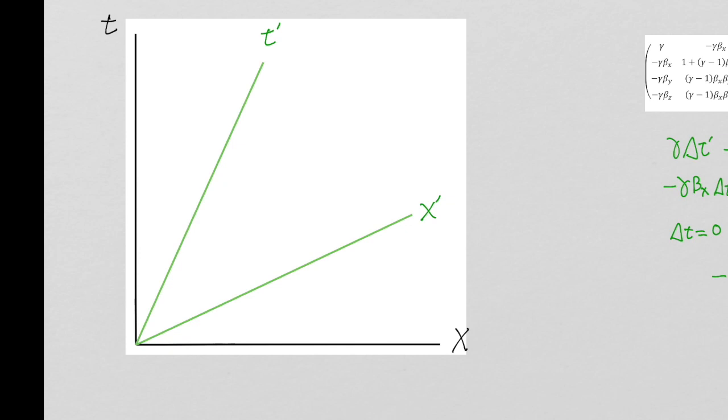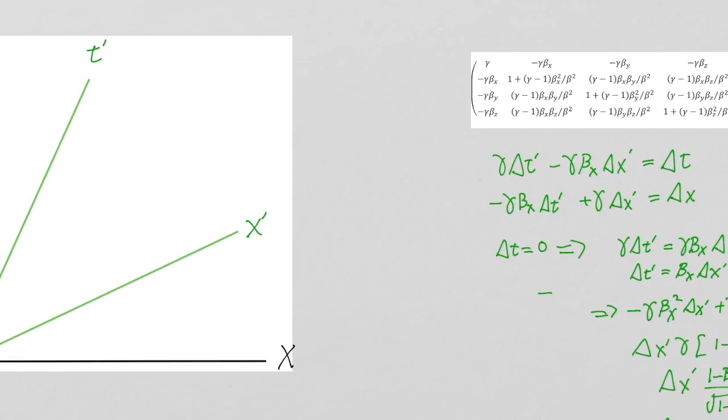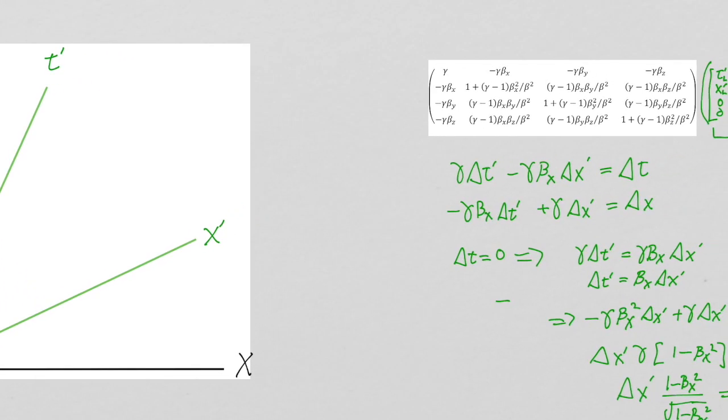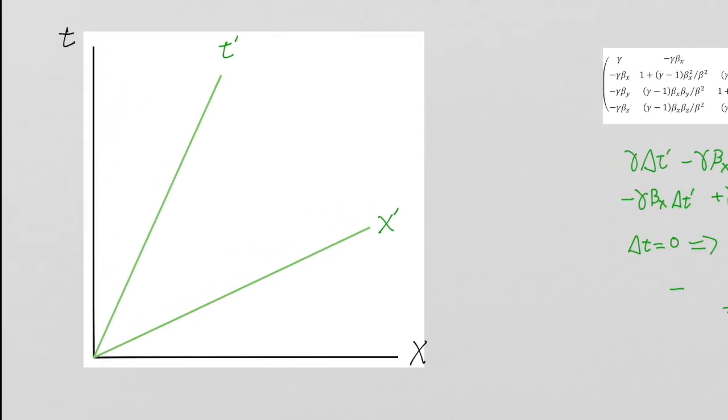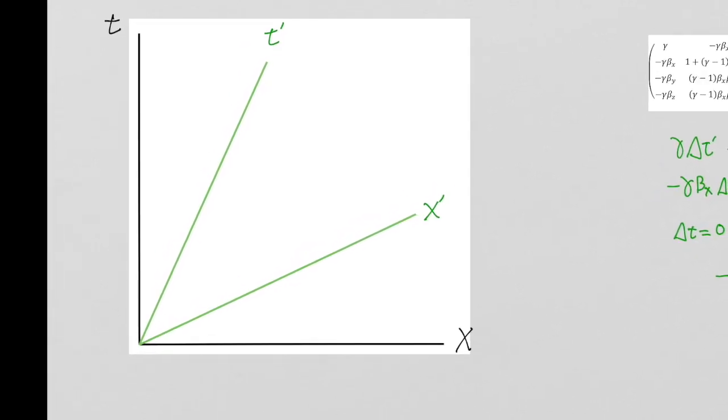All right, welcome back. In this lesson we want to cover using the Minkowski diagrams and the Lorentz transformation matrices we learned about, and study some of the basic properties of special relativity, just to see how those properties emerge from using these tools.